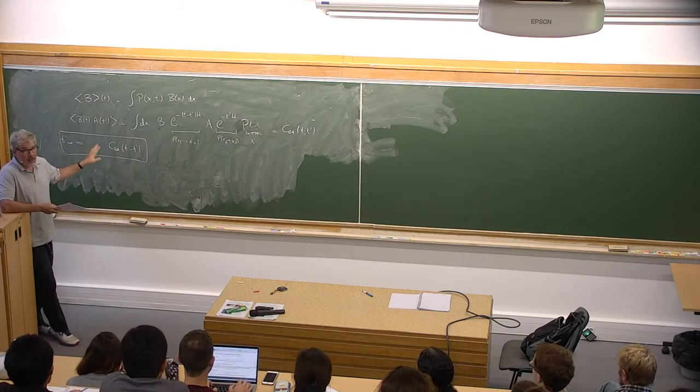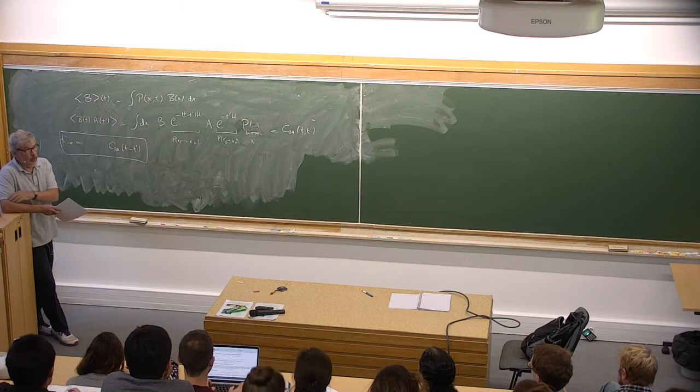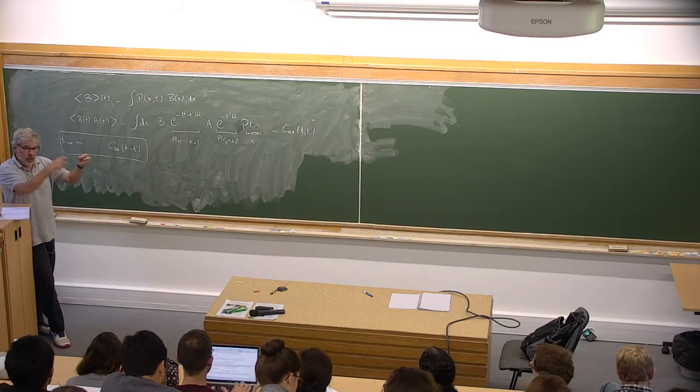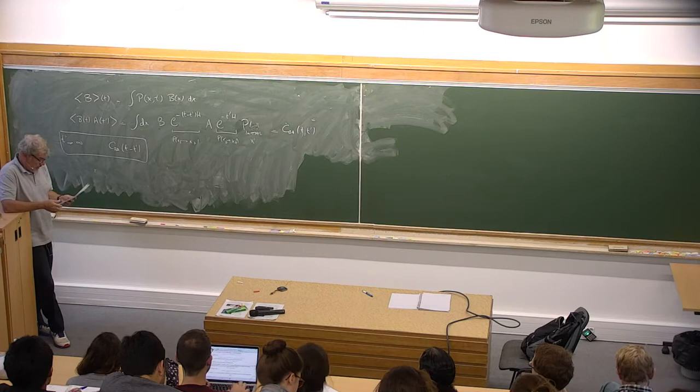This is what is called stationarity. Equilibrium implies stationarity, but stationarity doesn't imply equilibrium. For example, when you have a bar with two temperatures and heat is flowing, the situation is stationary, but it's a non-equilibrium situation. We will talk about that.